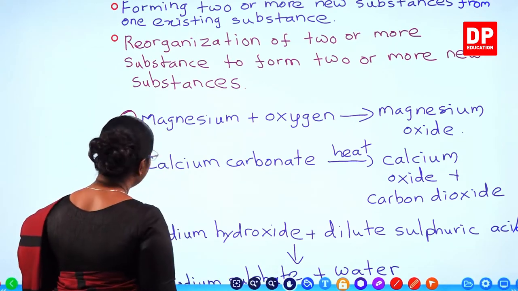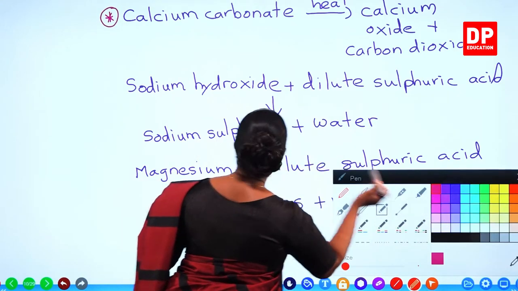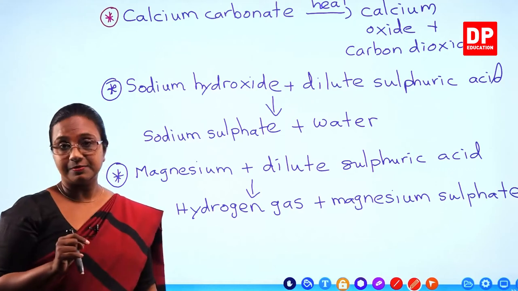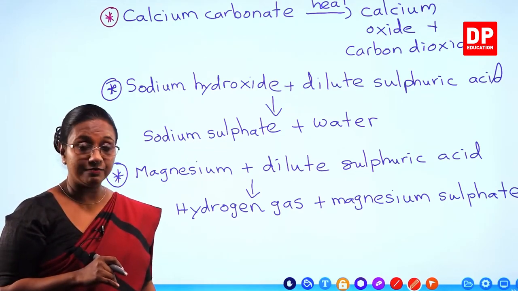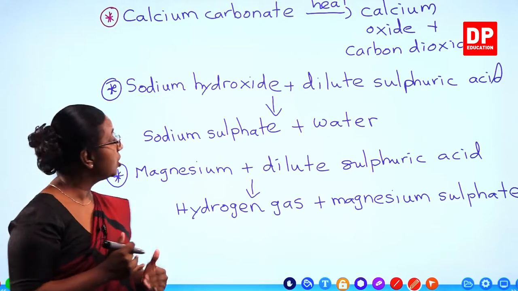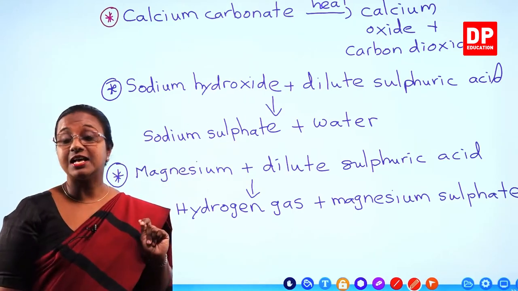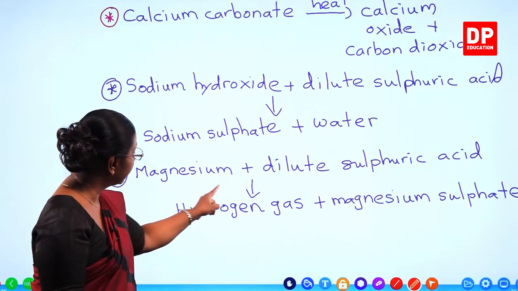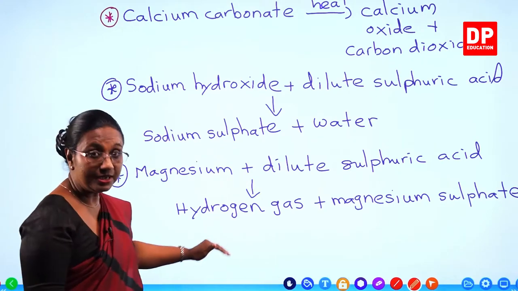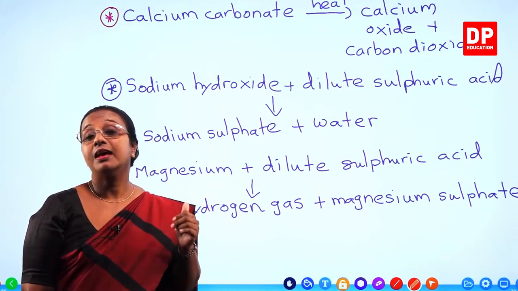Then, if you take the last two reactions, they are somewhat similar. You can see in the last two reactions, there are two initial substances and two new substances being formed. Therefore, we can say these are displacement reactions. And there is a difference. In the first one, both are compounds. Sodium hydroxide and sulfuric acid, both are compounds. But here, magnesium is an element, whereas sulfuric acid is a compound. So, these two are different, but both are displacement reactions. We will be discussing that after we discuss what chemical reactions are.